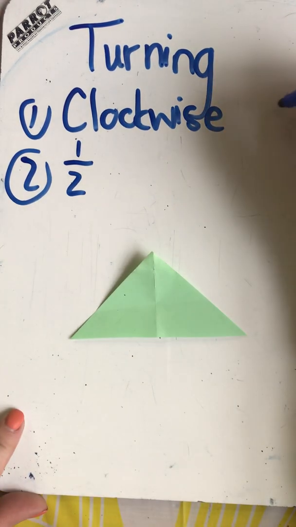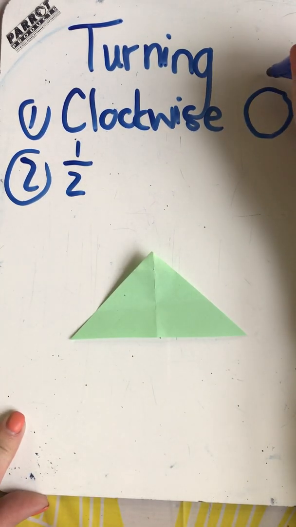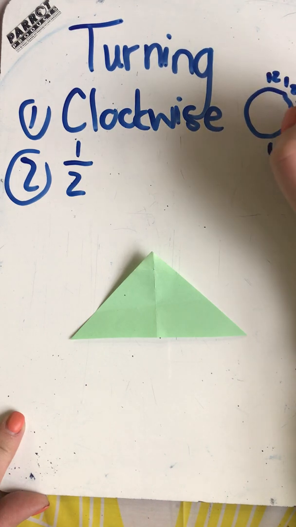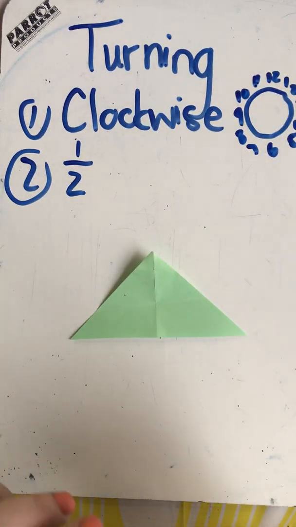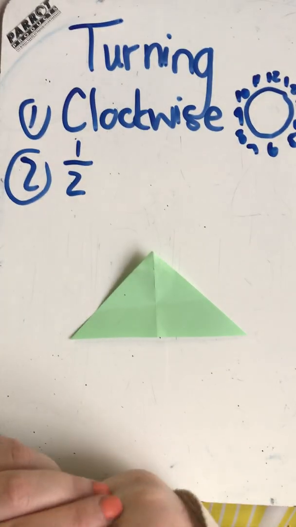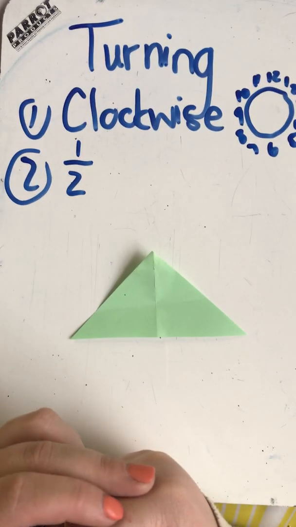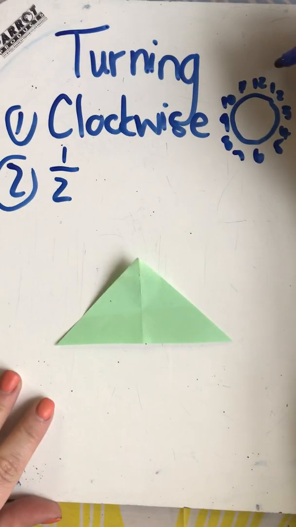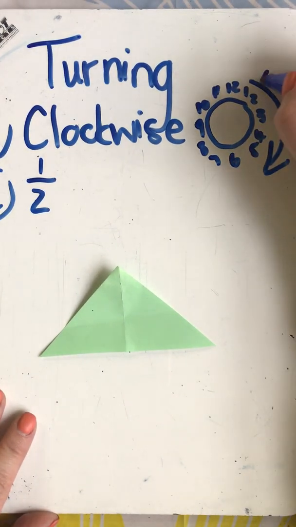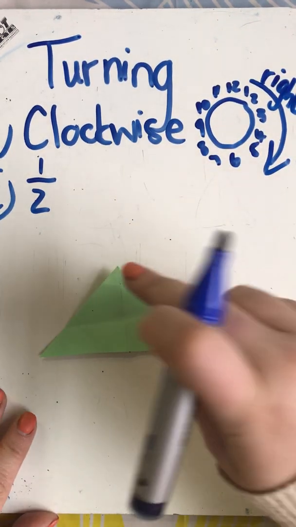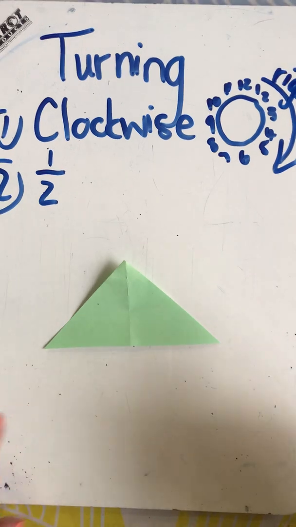Clockwise, if we look at a clock, the 12 will be here, then 1, 2, 3, 4, 5, 6, 7, 8, 9, 10, 11. Now quickly tell me, do we tell time backwards or do we count forward? We count forward like we normally do. So, from 1, 2, 3, this is clockwise, which means to the right. Turning it to the right is clockwise.